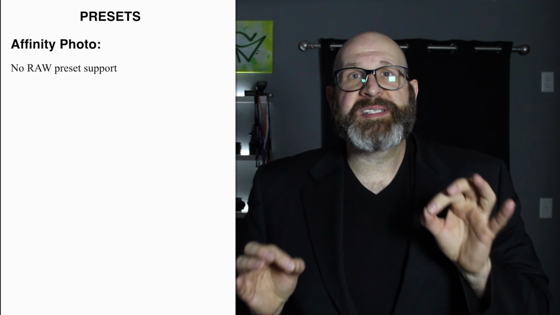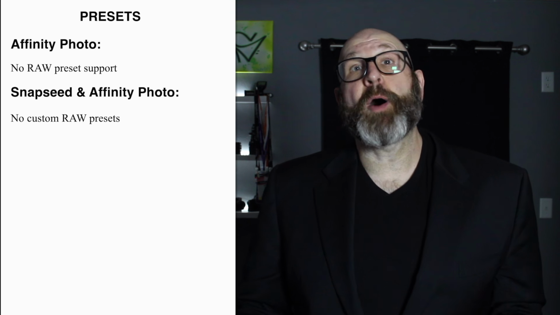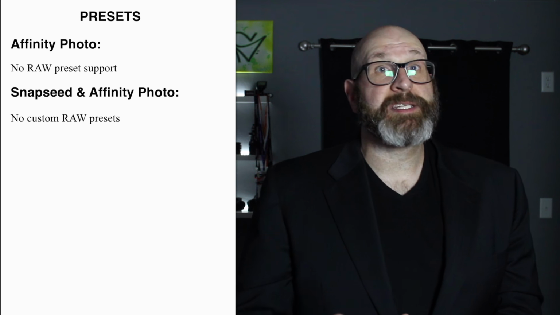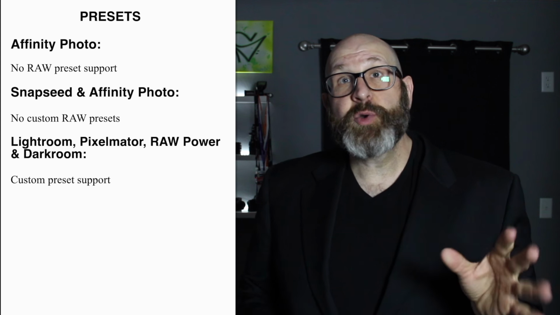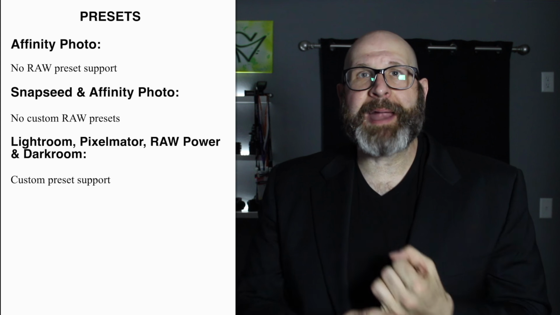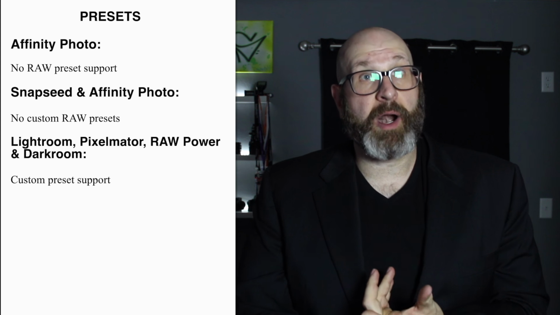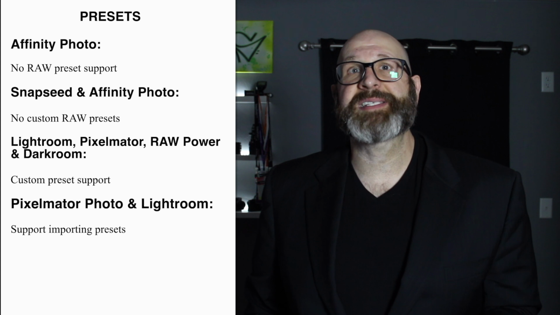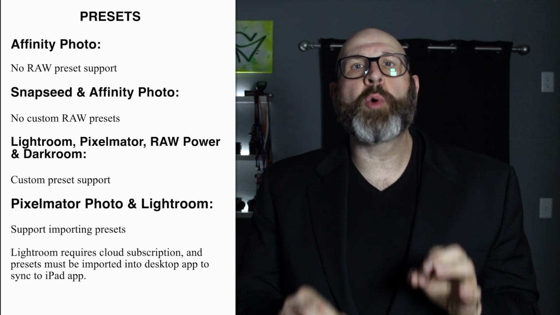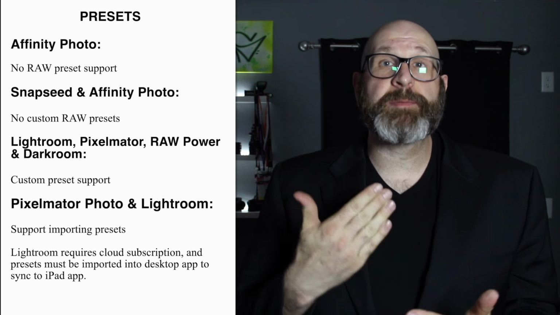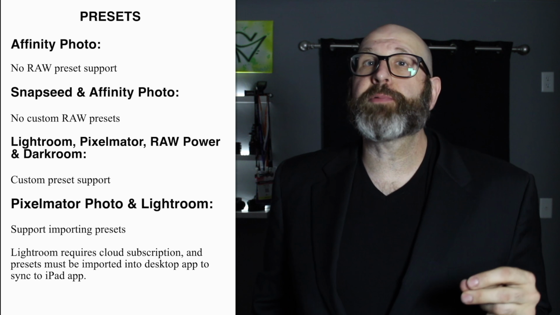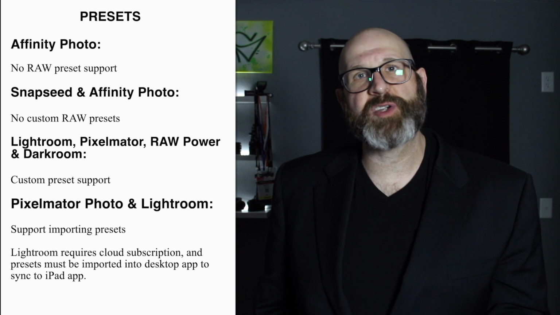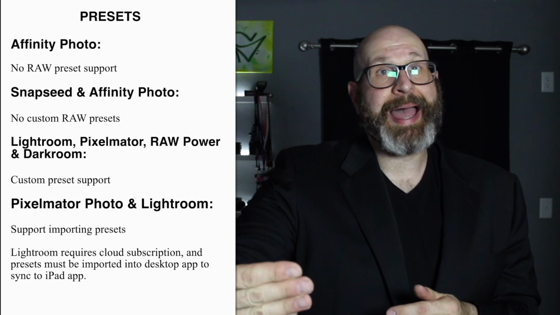And the last thing I want to highlight specifically is presets. Affinity Photo is the only raw editor that does not offer any kind of built-in raw presets, and both Snapseed and Affinity Photo both lack support for custom raw presets. You can make your own presets in-app with Lightroom, Pixelmator Photo, RAW Power, and Darkroom. But Pixelmator Photo and Lightroom are the only two that support importing presets to the app. However, with Lightroom, you can only import presets if you have a subscription to their cloud sync service, as the presets have to be imported to the desktop version of the app, which then sync over to the iPad version.